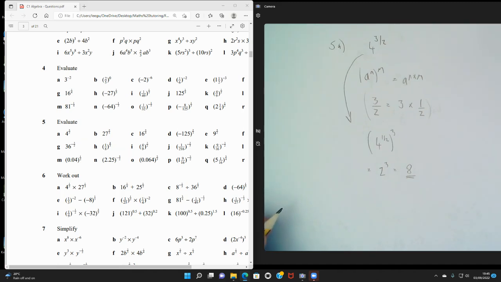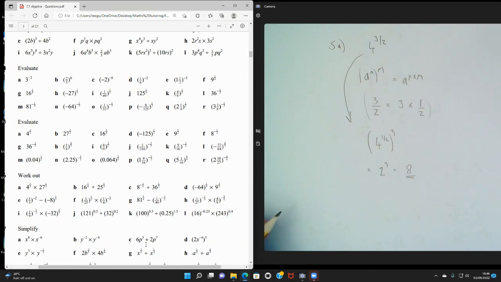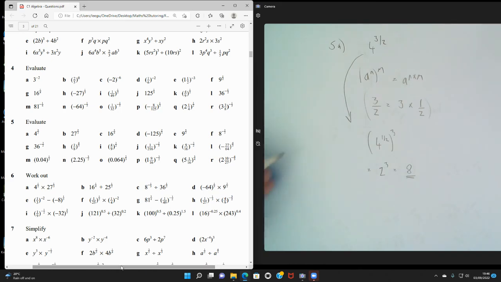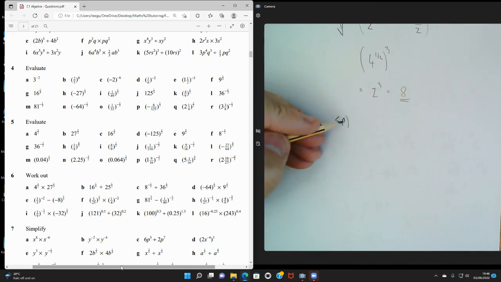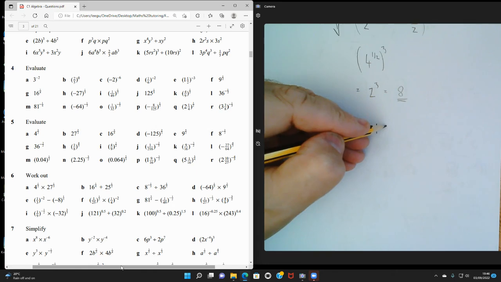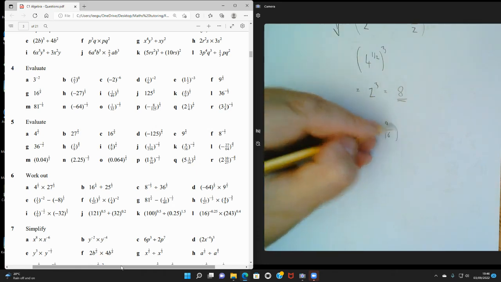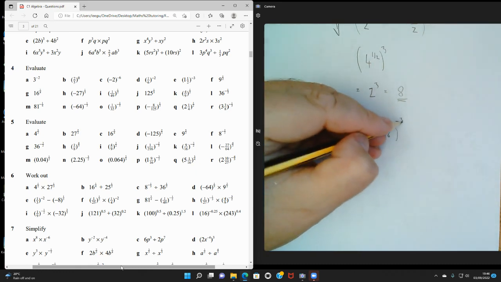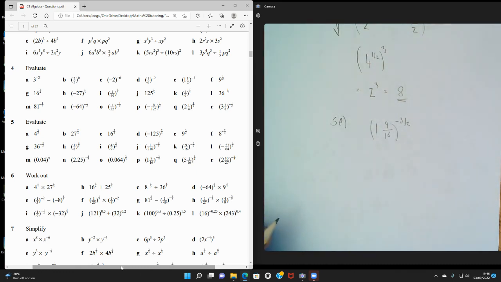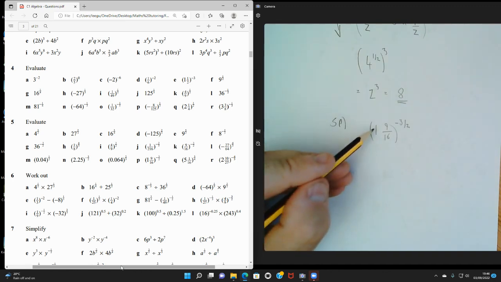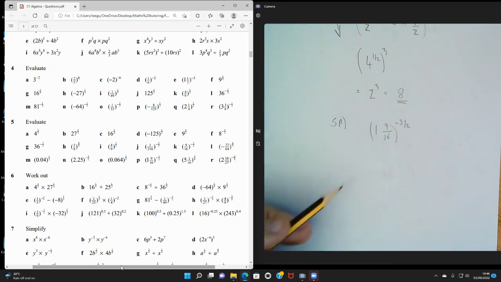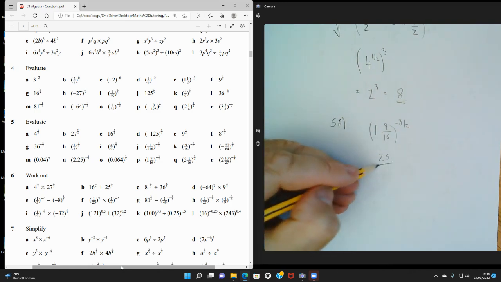Okay. Let's look at one that's maybe a little bit more complicated. So let's have a look, for example, at question 5p. So 5p, what have we got here in 5p? We have got 1 and 9 over 16, all to the power of minus 3 over 2. Now there's a lot going on in this one. The first thing I would recommend is that we replace the mixed number and change it into an improper fraction. So let's do that. So we're going to do 1 times 16 add 9. So that is 25 over 16.